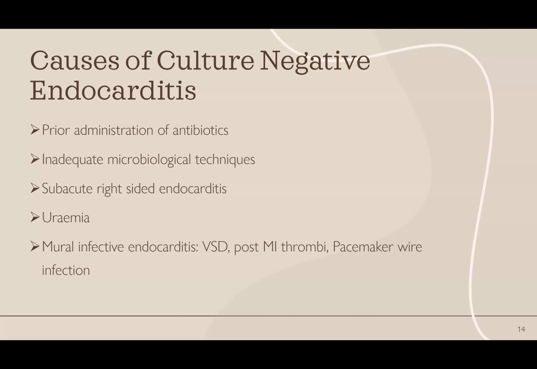The lower incidence of right-sided IE can be explained by the lower prevalence of pathological conditions affecting the right-sided valves, including congenital malformations, differences in the properties of the vascularity of the right-sided endothelium, as well as lower pressure gradients and jet velocities across right-sided valves, lower right-sided wall stress, and reduced oxygen content of venous blood. Other causes for culture-negative endocarditis include uremia, mural infective endocarditis that is associated with ventricular septal defects, post-myocardial infarction thrombi, and pacemaker wire infection.